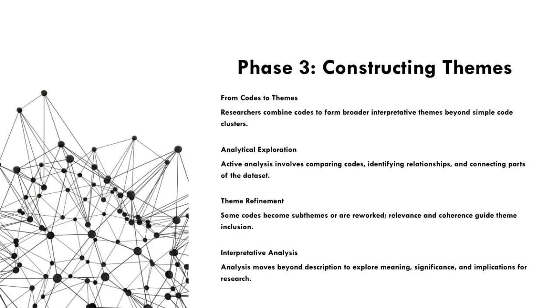The goal is to create themes that are coherent and relevant, with a clear central idea supported by strong evidence from the data. This phase marks a shift towards true interpretative analysis. We move beyond just describing the data to exploring its meaning, significance, and what it implies for our research. It's where our findings start to take shape as insightful stories grounded in rigorous analysis.